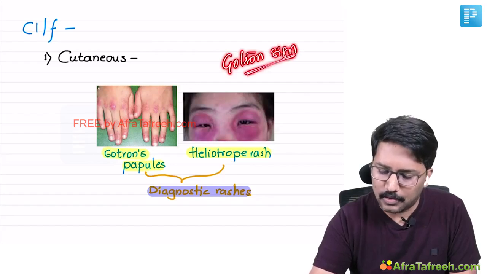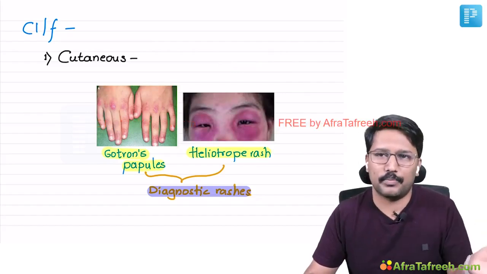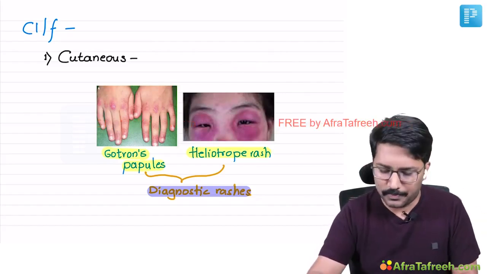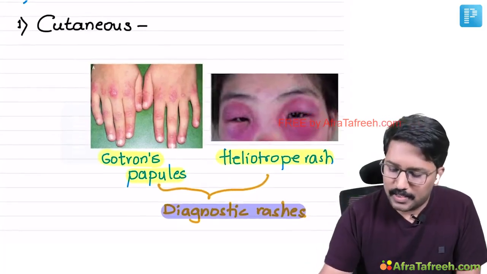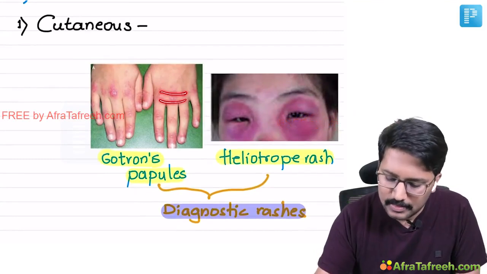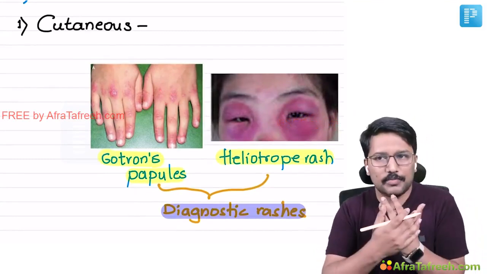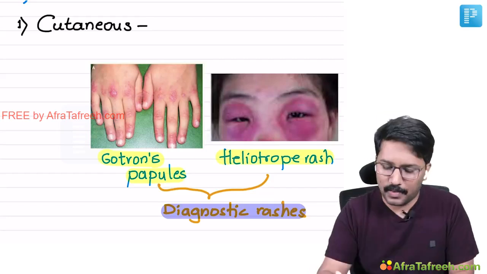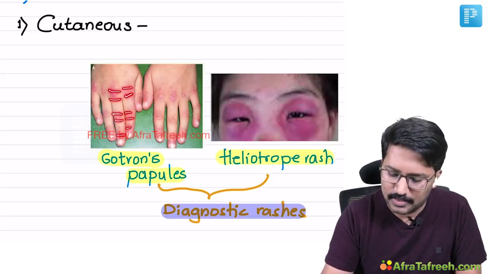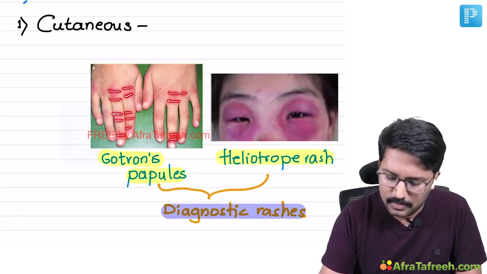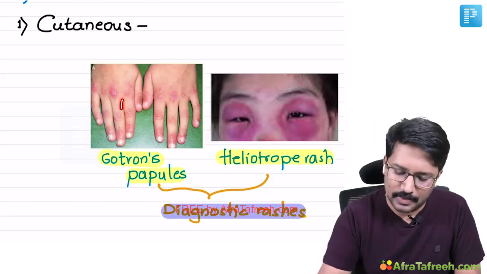Gottron's sign is nothing but any cutaneous rash that is not Gottron's papule will be called Gottron's sign. Okay. What is Gottron's papule? These are flat-topped, raised, scaly, erythematous rashes typically seen on the dorsum of the hand, mainly present on the interphalangeal and metacarpophalangeal joints, right? You can clearly appreciate here interphalangeal and metacarpophalangeal joints, sparing the phalanges.